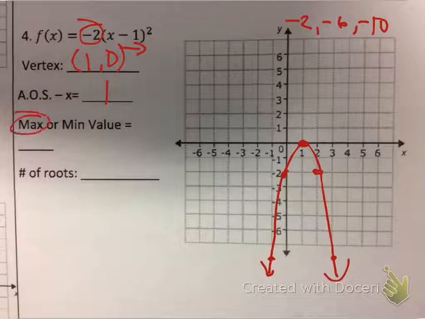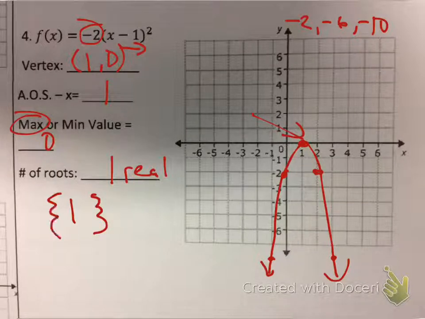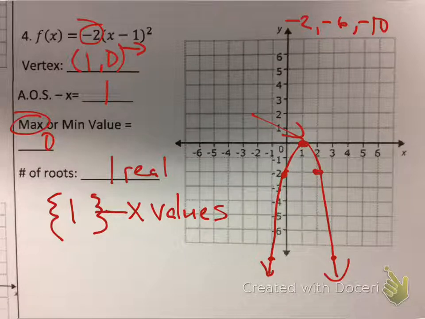Axis of symmetry, this has a max at 0. One real root. And that real root's easy to find. You don't even need to do a trace function. It's right here at 1. Keep in mind these are the x values. Remember, these are the x values of where they cross the x-axis. So it's not a point, it's the x values of the x-axis. Okay? And that's it for that one.